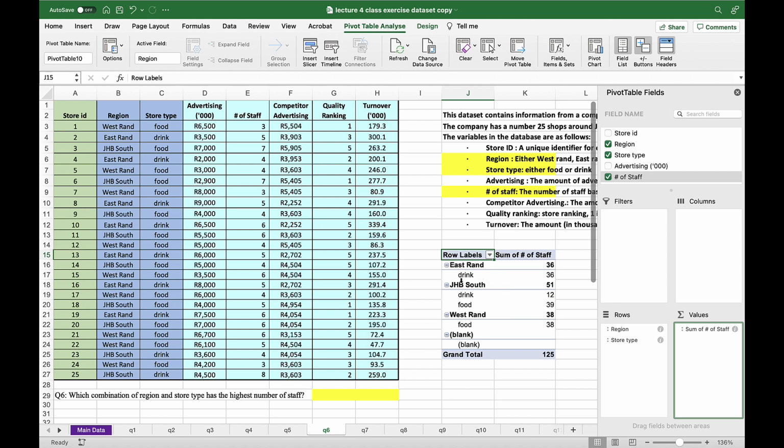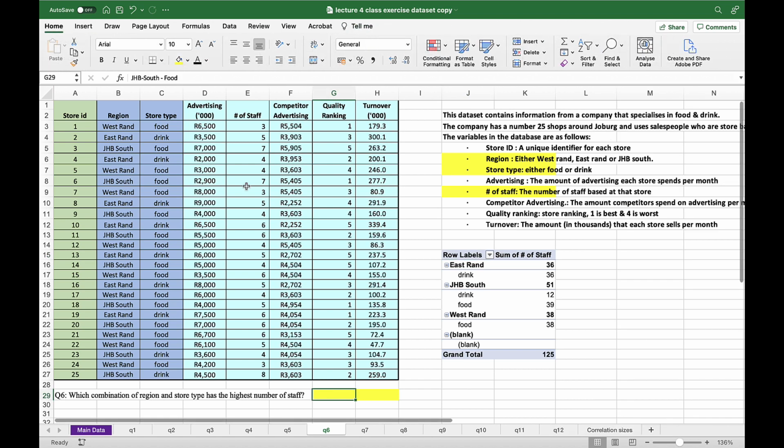So we have East Rand drink has 36. Joburg South drink has 12. Joburg South food has 39, and West Rand food has 38. So it is Joburg South with food that has the highest one, which is 39. And that now becomes our answer: Joburg South food.